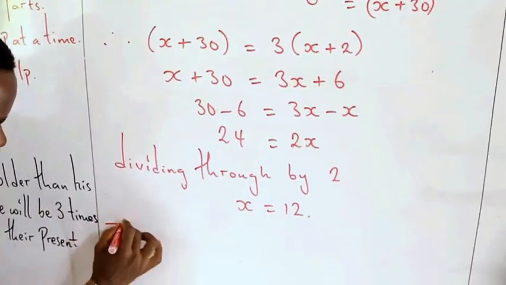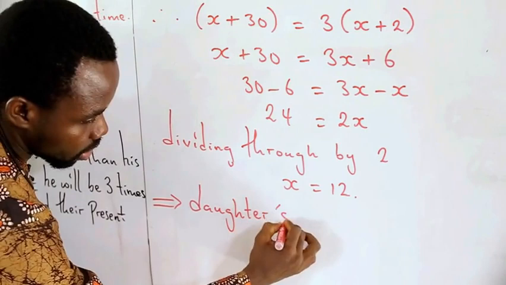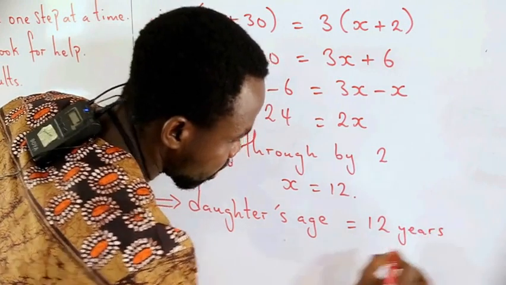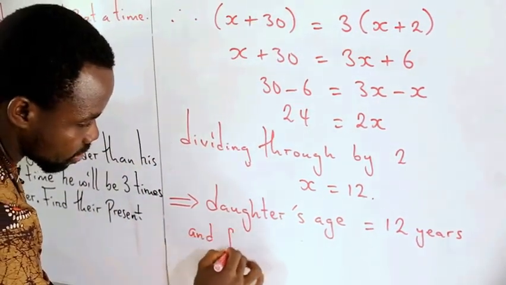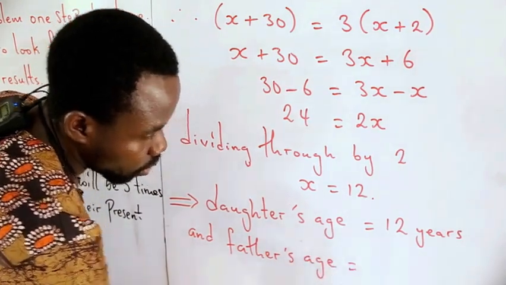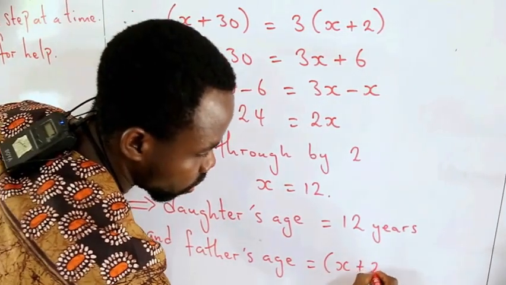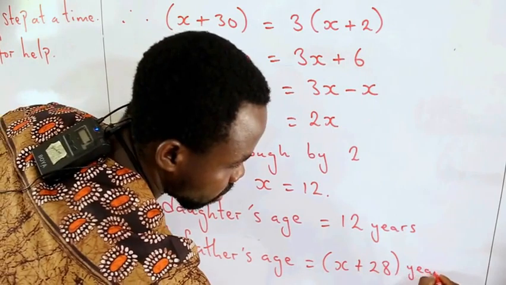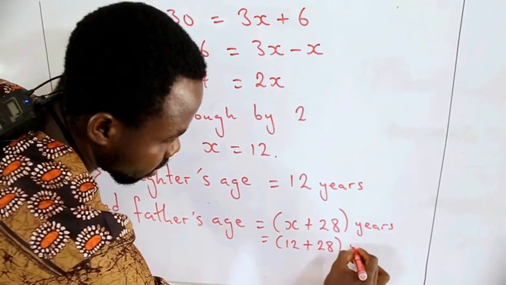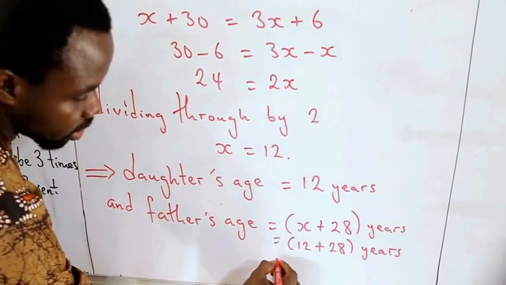So this implies daughter's age equals 12 years and father's age equals, that is, x plus 28 years, which is 12 plus 28 years, since the value of x is 12. 12 plus 28 gives 40.